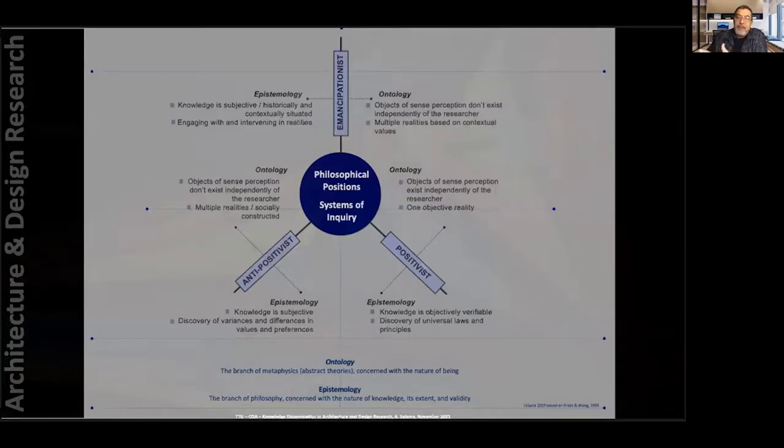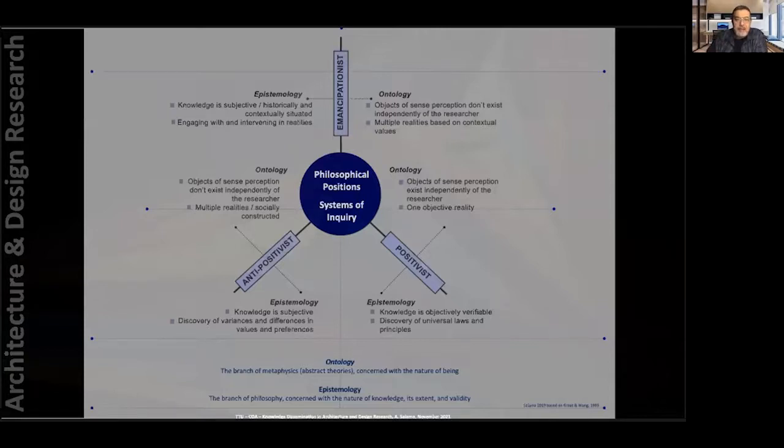And within these two philosophical positions, there is a number of positions that the researcher would adopt. For example, the positivist position, which ontologically adopts the view that objects of sense perception exist independently of the observer's mind. And that means that there is one objective reality. And this relates, for example, to engineering and experimental research as it relates to architecture. Epistemologically, it believes that knowledge is objectively verifiable.